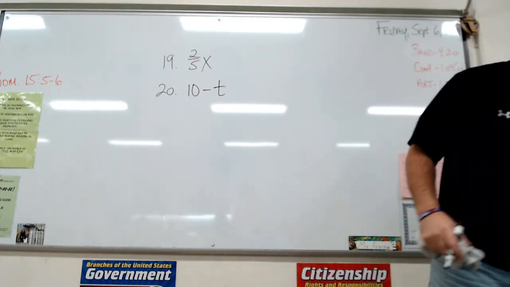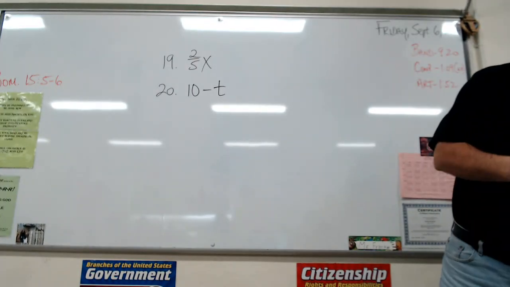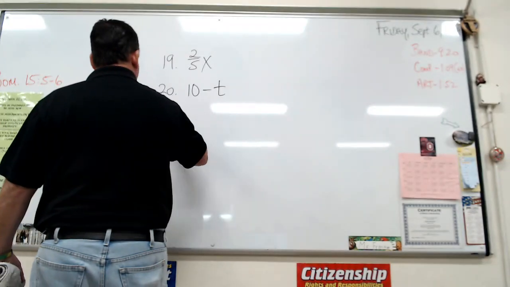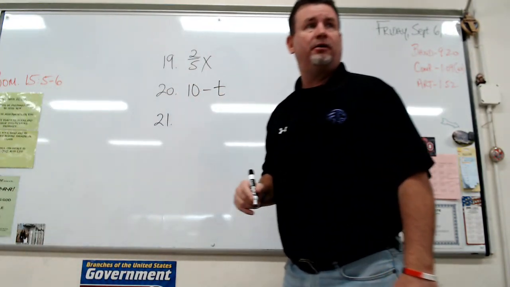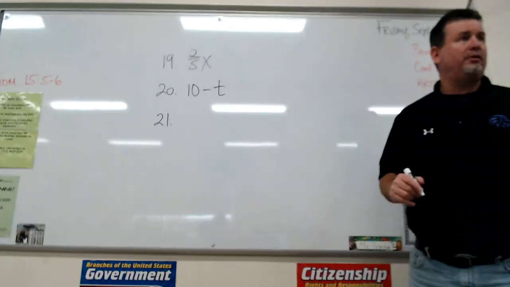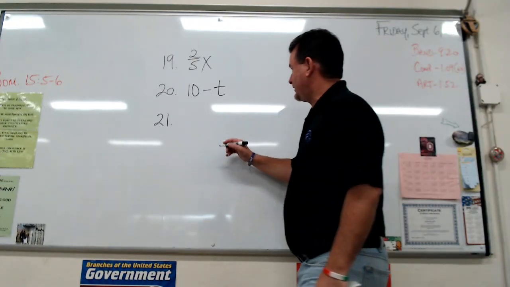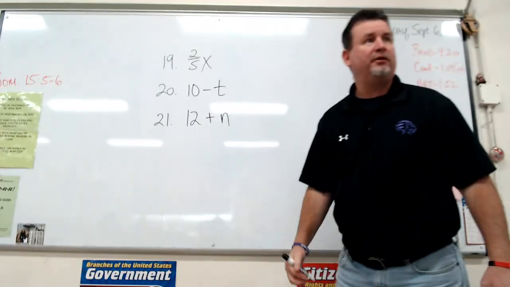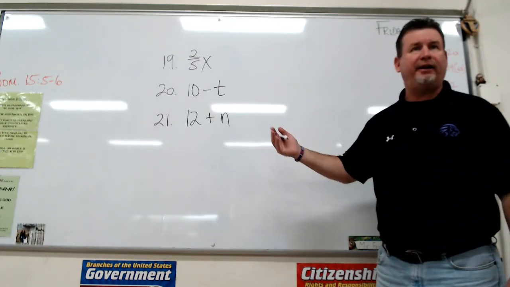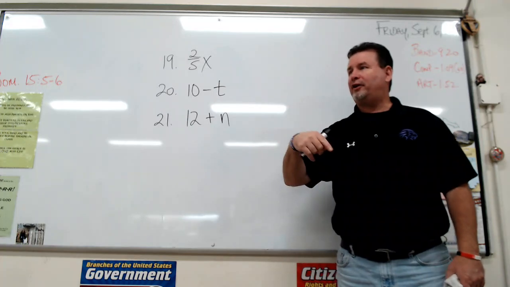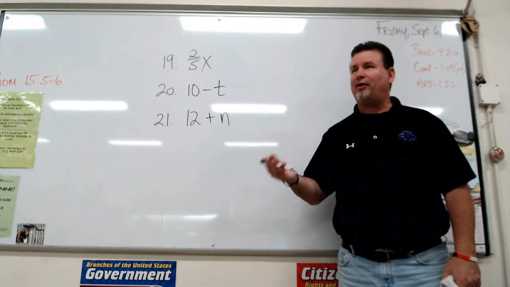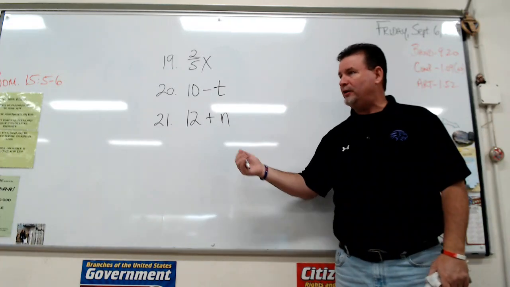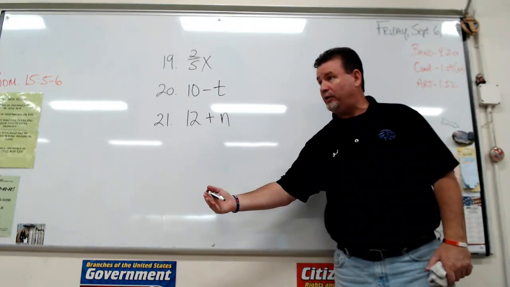Okay, number 21. 12 increased by a number. What'd you get, Brett? 12 plus X. Is it okay if I write N? Does it matter? X, N, T. Remember we covered the kid a long time ago that thought, oh, they solved for X, so now that's what X always is? No. You can pick any letter you want to represent a number, the unknown.